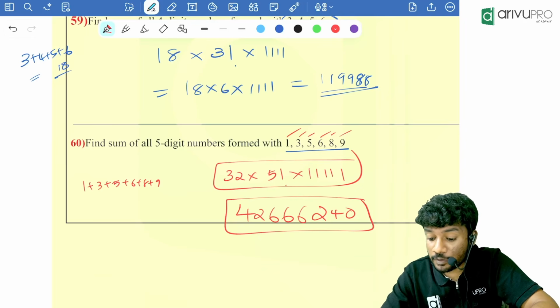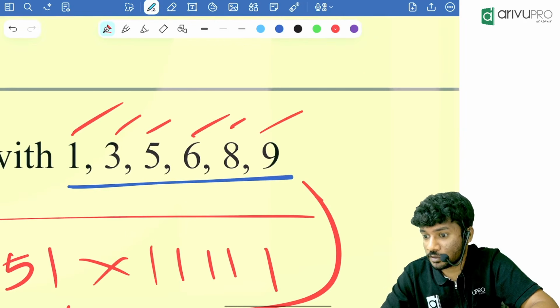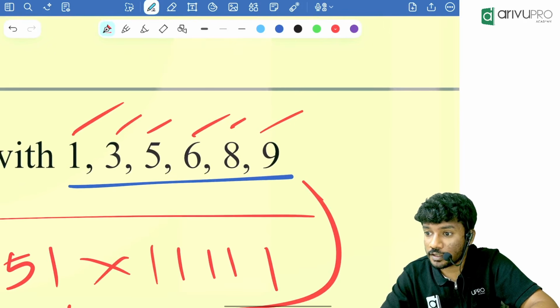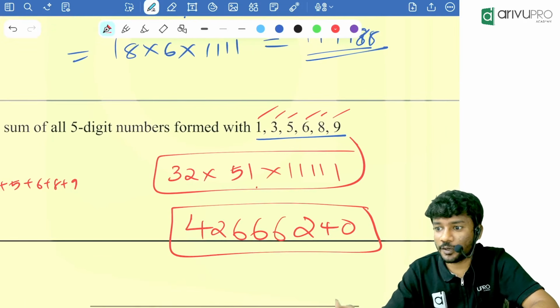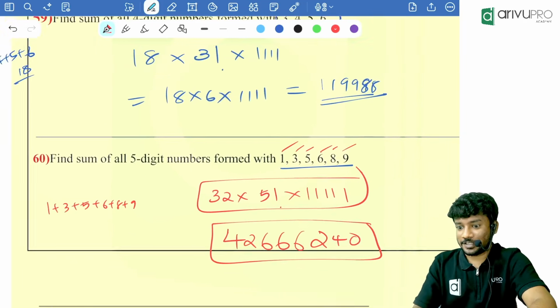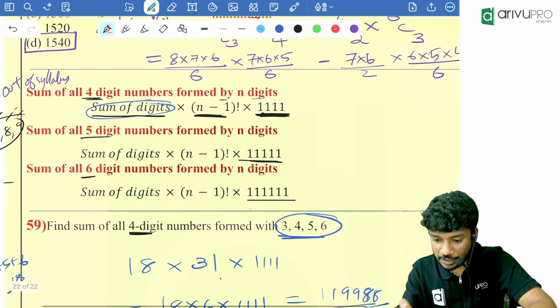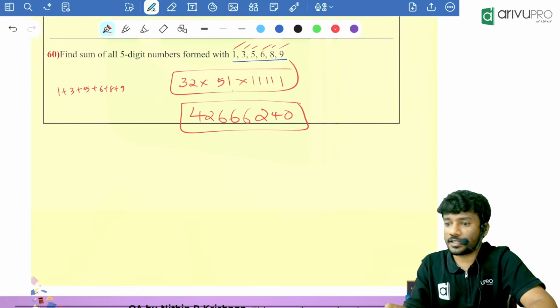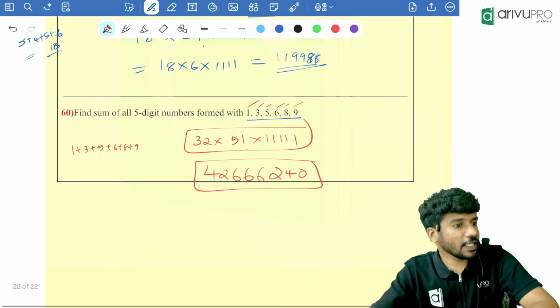n is the number of digits given in the question. How many digits are given in the question? 6 digits are given in the question. Here it is not the number of digits, it is the given digits. n digits are given. Right? Okay then.